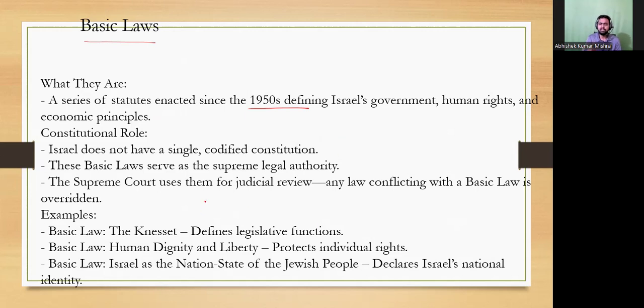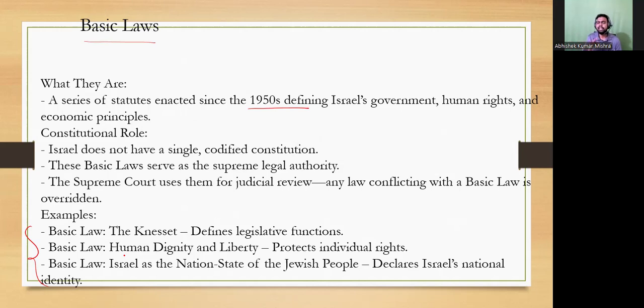That is the parliament. Okay, so parliament passed a series of laws, specifically 14 laws, which are called the basic laws. These are the list of the basic laws. The first one is the Knesset law, which defined the legislative power of the parliament. Then some laws were related to freedom, dignity, human rights, and all. Some laws were related to giving citizenship to the Jewish people.